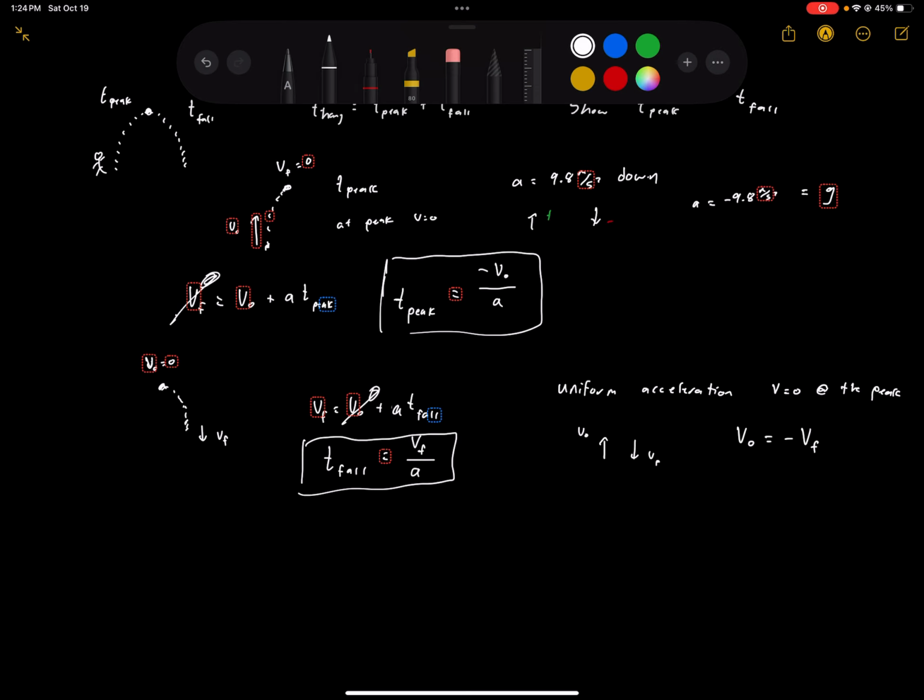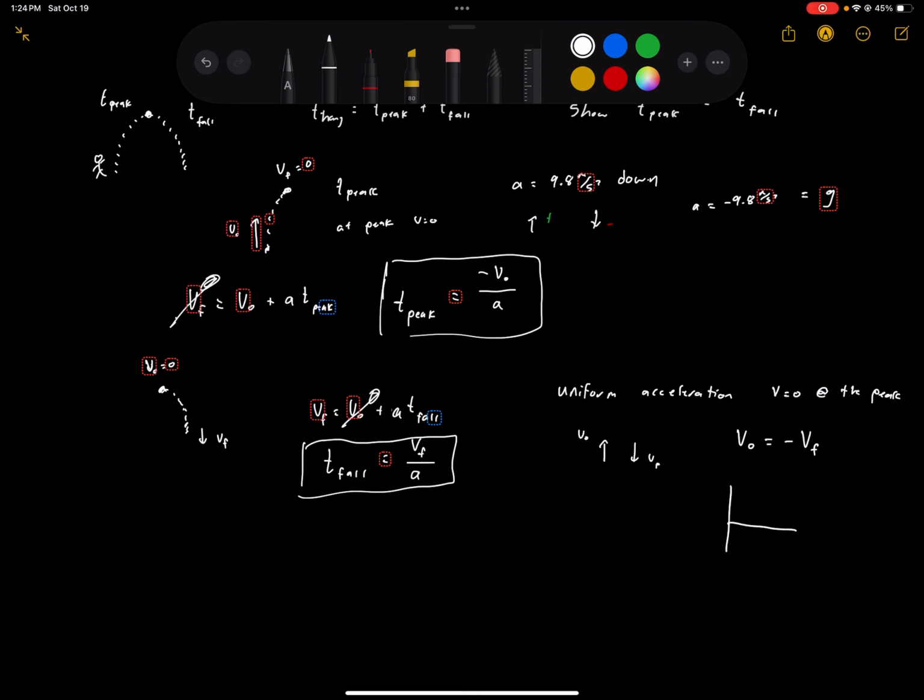You can even graph it to show this. This is a VT diagram. I start off with some initial velocity, and I end up at some final velocity. We know it's going to be 0 at the very peak, and over here, I reach this final velocity.